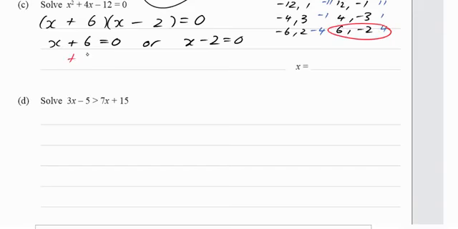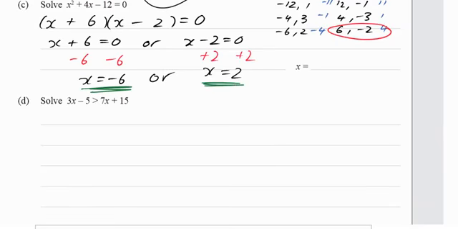So for this one, we will subtract 6 from both sides, and that will give us x equals negative 6. And for our other one, we'll add 2 to both sides, and that will give us x equals 2. And so those are our two possible answers, and we need to have those two answers when we put it down here, so 2 and negative 6.